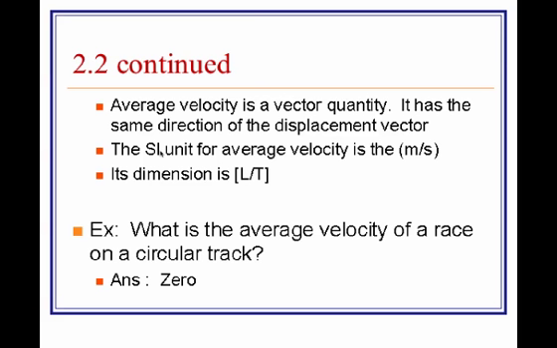One thing to think about is, what about the average velocity of a person running on a circular track? If their starting position is the same as their ending position, have they any displacement? In this case, the answer is no, and so their average velocity would be 0.